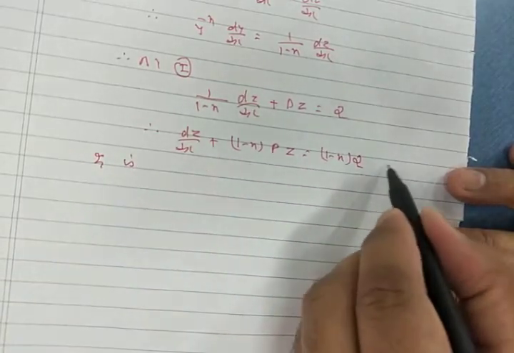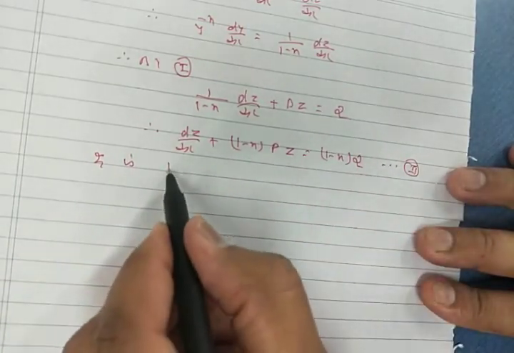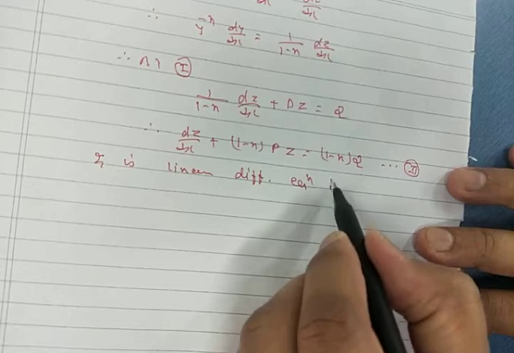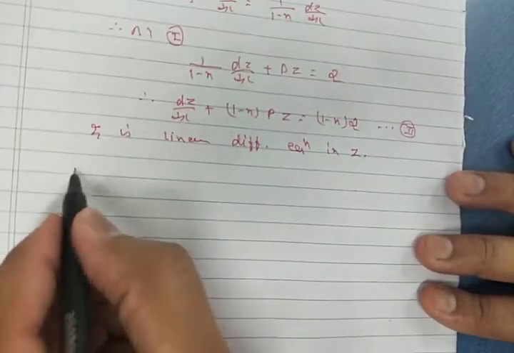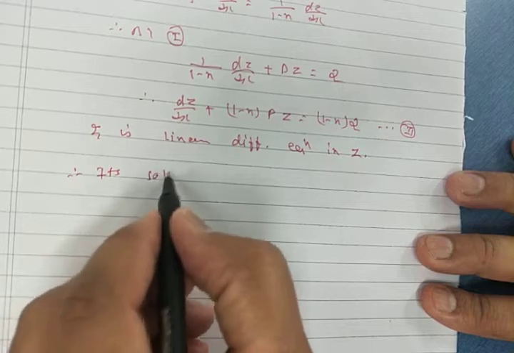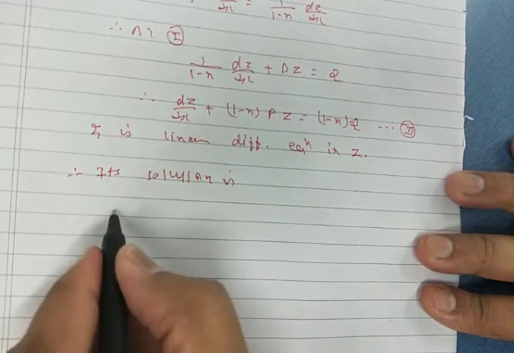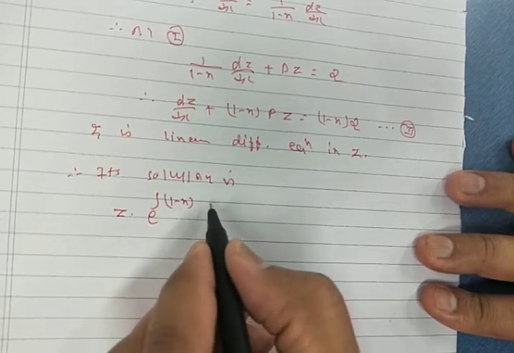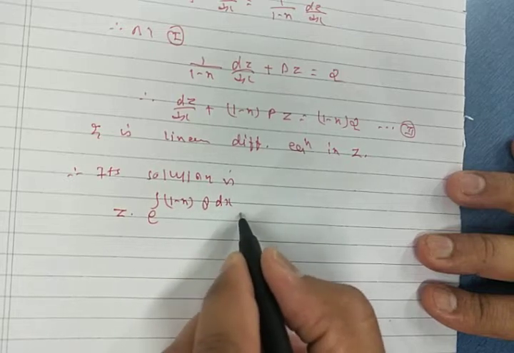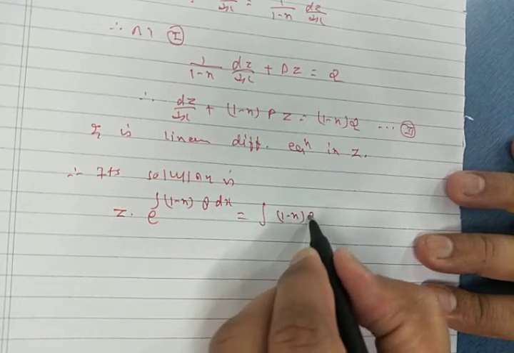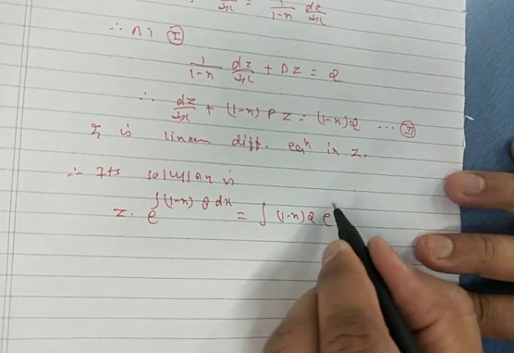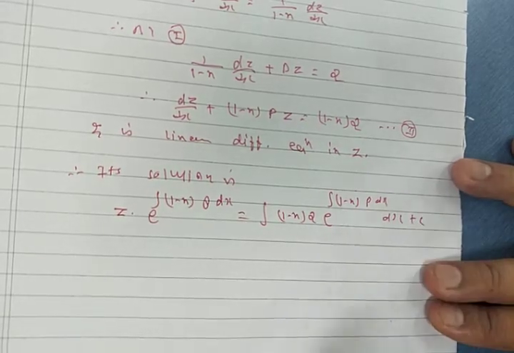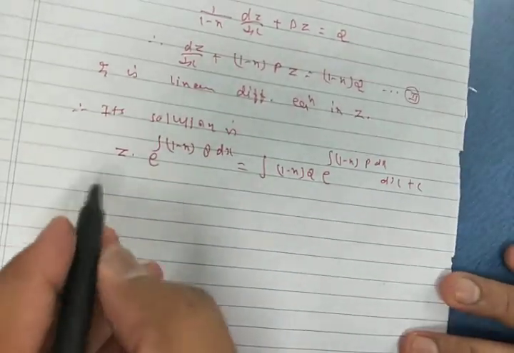and this is a linear differential equation in z, and therefore its solution is z into IF. IF, so say e raised to integral 1 minus n p dx, is equal to integral 1 minus n q e raised to integral 1 minus n p dx whole dx plus c, as per linear differential equation.